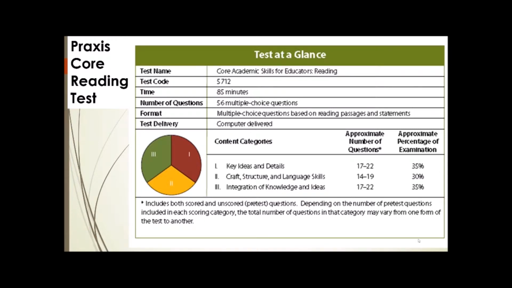These are each of the tests at a glance. The first test is the Core Academic Skills for Educators Reading Test. Its testing code is 5712. It's 85 minutes. It consists of 56 multiple choice questions. The multiple choice questions are based on reading passages and statements. The content categories are key ideas and details, craft structure and language skills, and integration of knowledge and ideas. And this shows the approximate percentage of each one of those categories of testing questions.